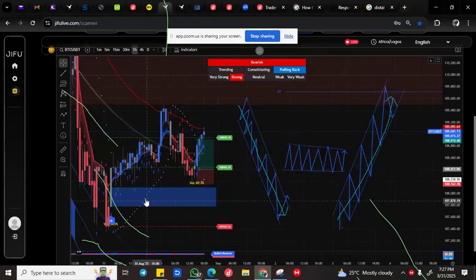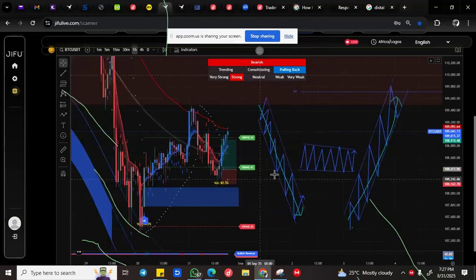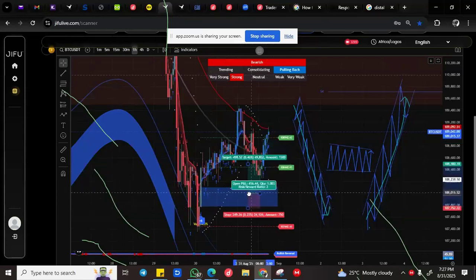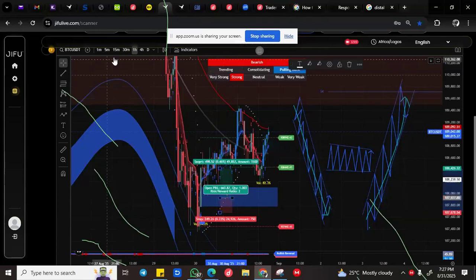And this is a big fair value gap area that the market might still come to test. I don't know. They just gave it here like this, which is nice. Oh, our entry is here. This is our entry on the 1 hour. Let's go to 30 minutes.